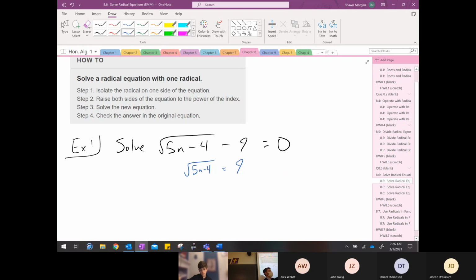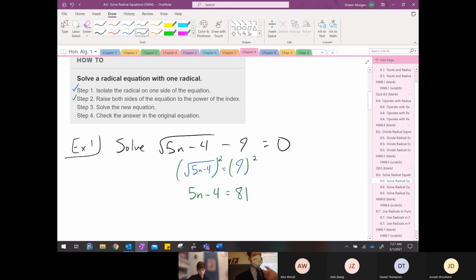What do I do to both sides? I'm going to square both sides. All right, so step 1, we got the radical by itself. Step 2, I'm going to square both sides. By the way, when you square a square root, what happens? Does the world explode? Yeah, very good. You just take away the square root. You got 5n minus 4 equals, don't you dare say 3, 81, good.